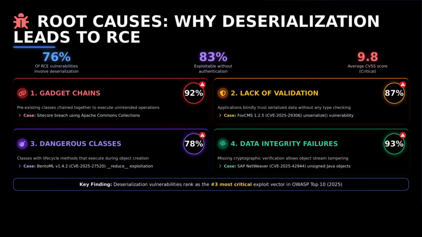Why does this lead to RCE so often? 4 reasons. 1. Gadget chains. Innocent classes chained into weapons. 2. Lack of validation. Apps trust incoming objects. 3. Dangerous classes. Constructors or destructors that execute code. 4. No integrity checks. No cryptographic proof objects are safe. Every big breach we'll cover today maps back to these 4 mistakes.